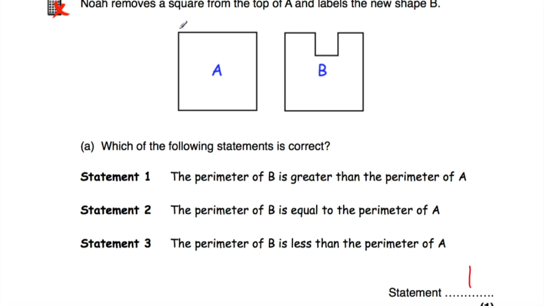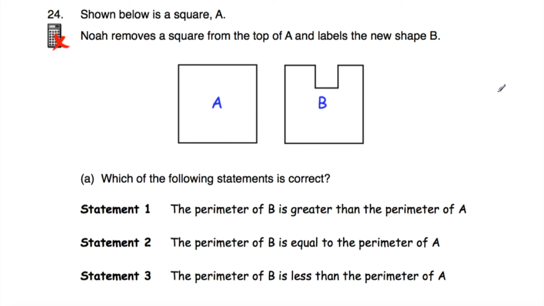Another way to look at it is that if you were to go across here, that'll be the same as going across here, here, and here. Then going down would be this part, going across here would be the same as this bit, and going up here would be the same as going up here. And as you can see, we've got these 2 extra bits here and here, so the perimeter of B is greater than the perimeter of A. And that's it. So which statement is correct? That's going to be statement 1.